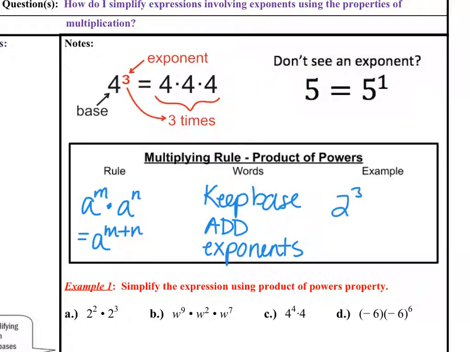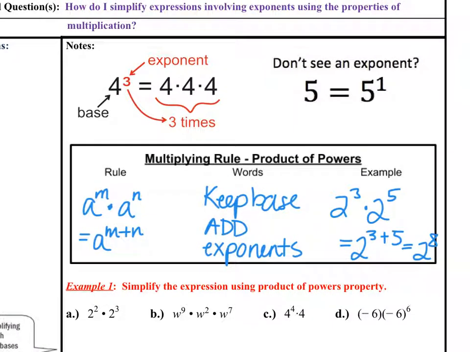2 to the third times 2 to the fifth. How many 2's total? 8. And so the shortcut here is you can add the exponents. That would be 2 to the 3 plus 5, which is 2 to the 8th. So if you want to come up with your own example or use mine, it doesn't matter to me. You're just totaling up how many do you have. We are going to do some examples of this, so let's move on to that section.